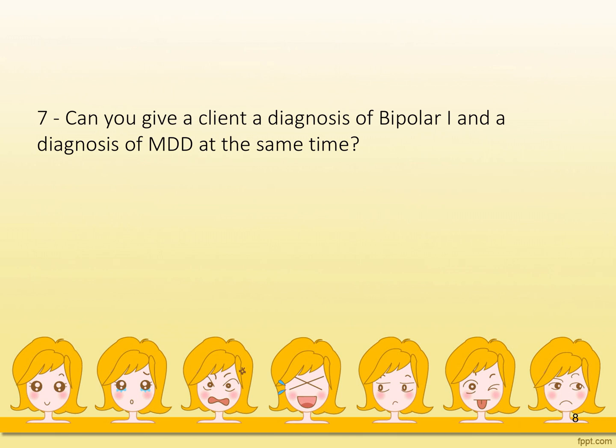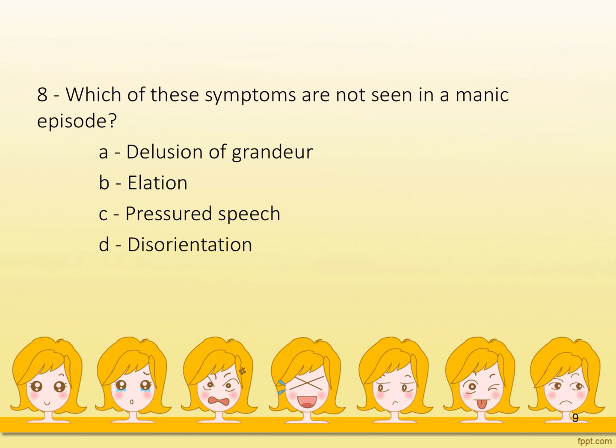And with this, we're done with the vignettes, and we only have a few more short questions left. Question number 7. Can you give a client a diagnosis of bipolar 1 and a diagnosis of MDD at the same time? It wouldn't make sense to give those 2 diagnoses together, since the bipolar diagnosis already accounts for possible depression at times, including major depression. So the answer to this question is no.